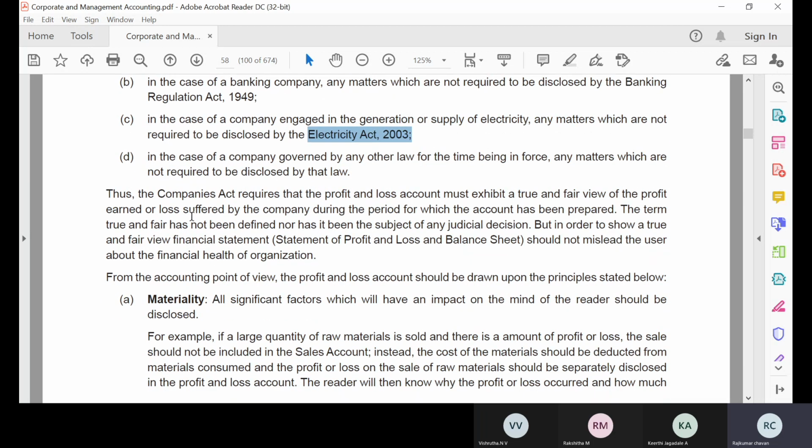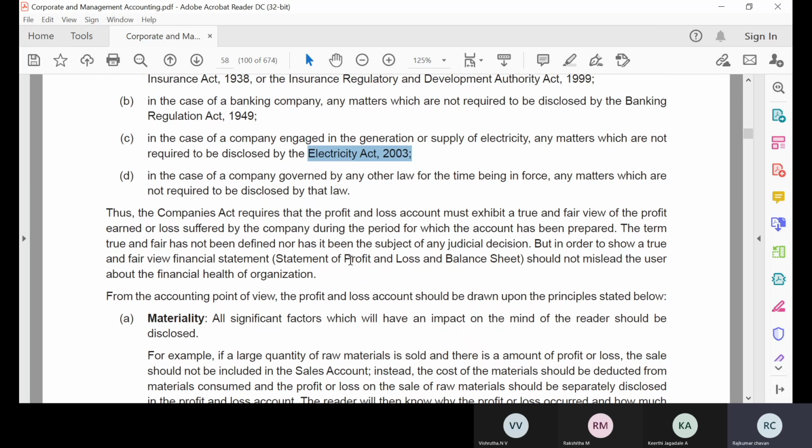Next one, in case of a company, any other laws under which they are framed, all that information or matters which are disclosed or not disclosed, that also needs to be recorded in the balance sheet.